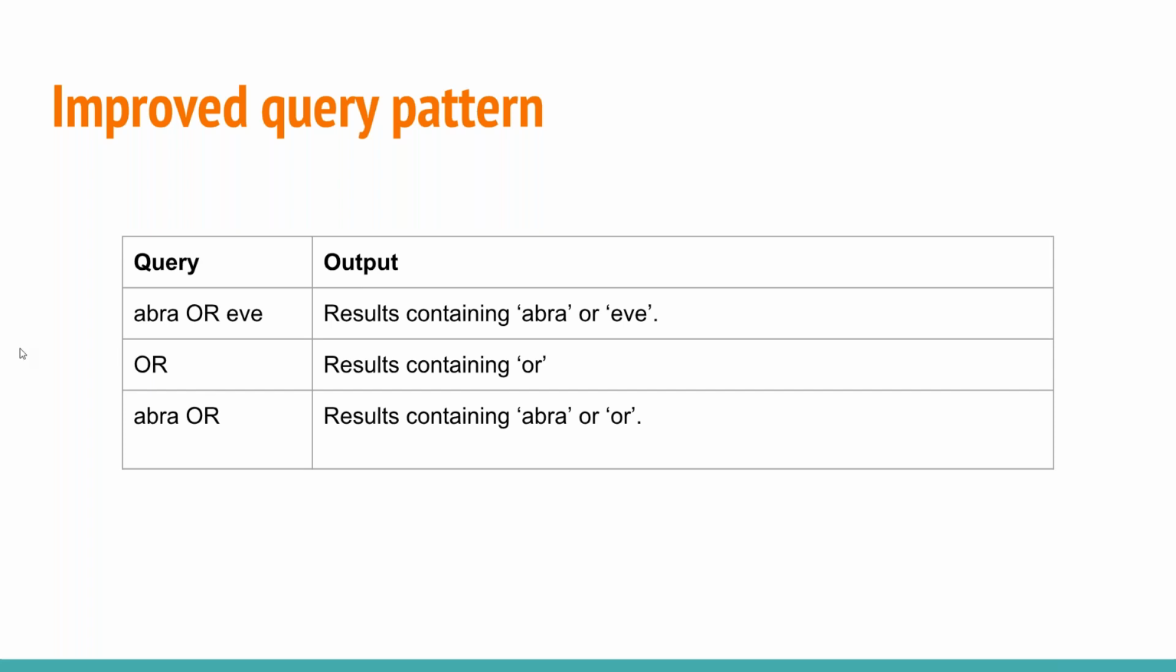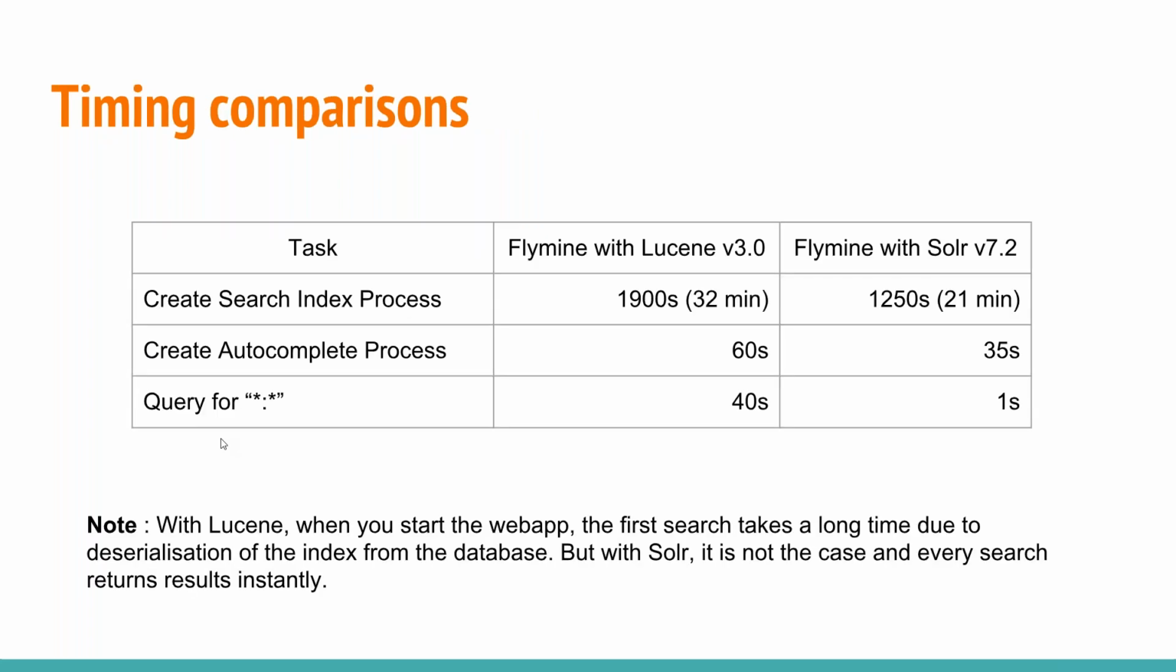But with Solr, it returns the results containing O. There's a gene in FlyMine with the symbol O, so it returns the results for that. And when you type Abra O, that is also not a valid Boolean query, so it returns the results for both Abra and O. So this is the improved query pattern.